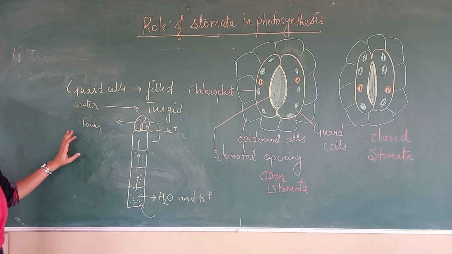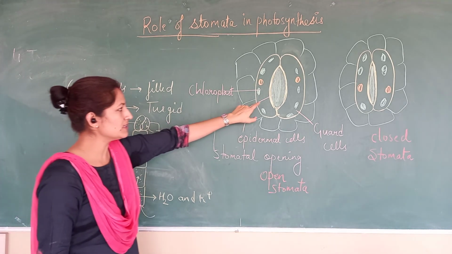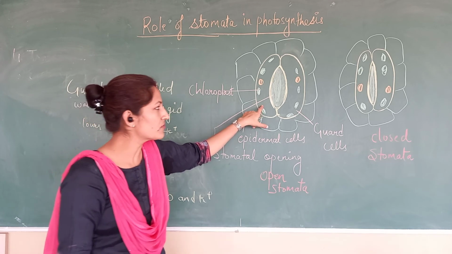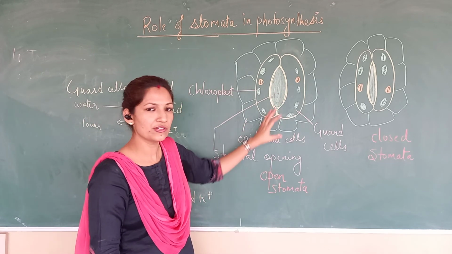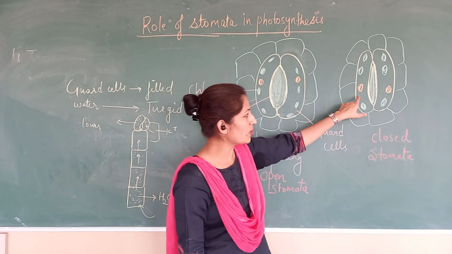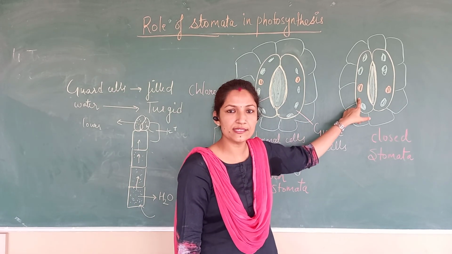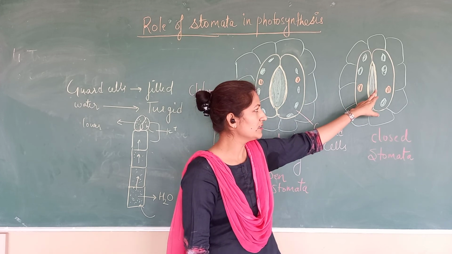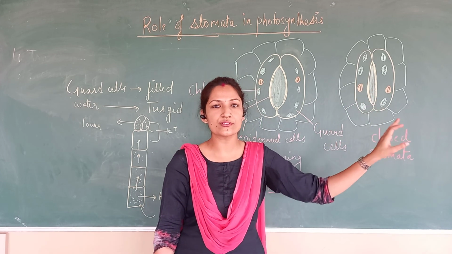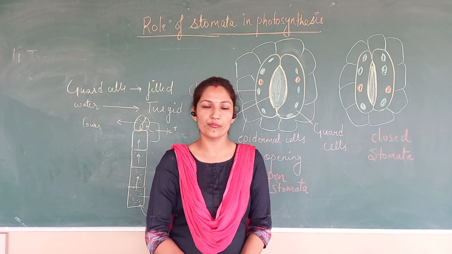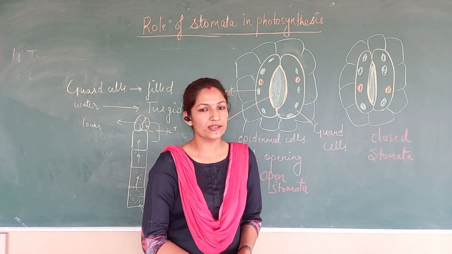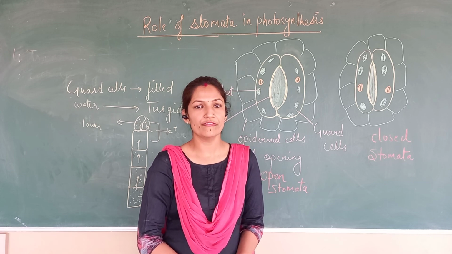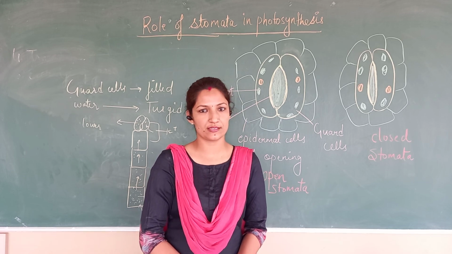Got it? So in this way, when the guard cells are filled with water, they become turgid and result in the opening of stomata. When the water from the guard cell is released out, they shrink and result in the closure of the stomatal pore. In this way, the gases are exchanged in the plant for the process of photosynthesis.